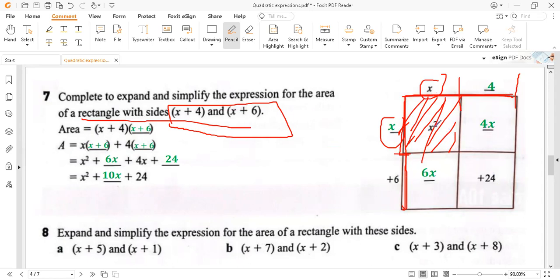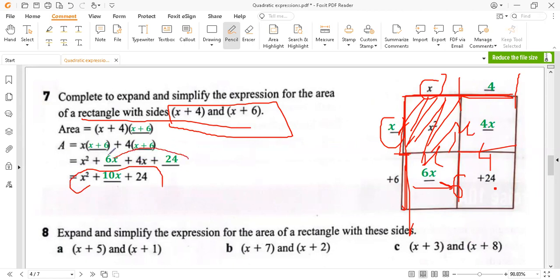We can obtain it by adding the surface of each of these small rectangles inside. So first of all, x by x is x squared, 4 by x is 4x, and the surface of this one is 6 by x, 6x, and this one we have a 6 because this side and this segment are of the same length, so 6 by 4 equals 24. And we join and we add the like terms.